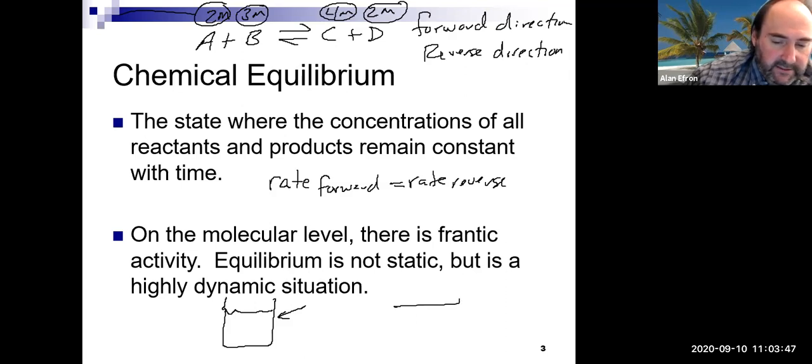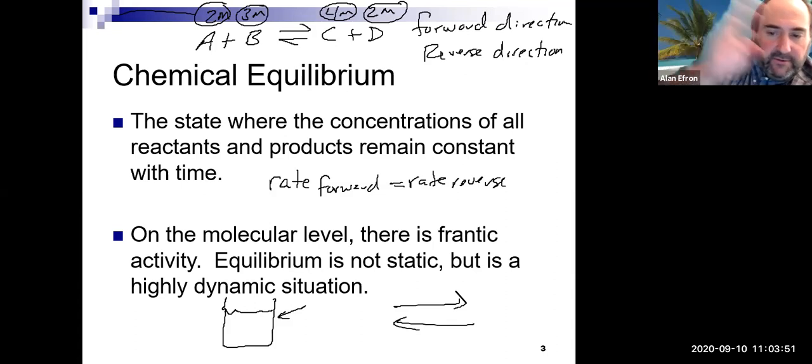There's everybody going this way. And there's the forward reaction happening. There's the reverse reaction. It's just happening at the same rate going back and forth.